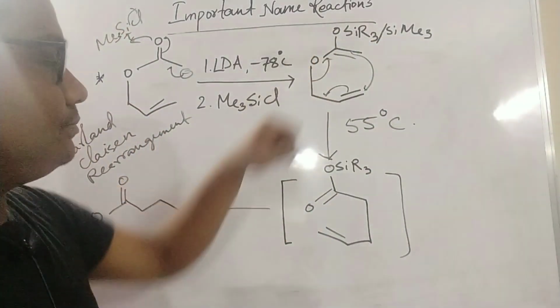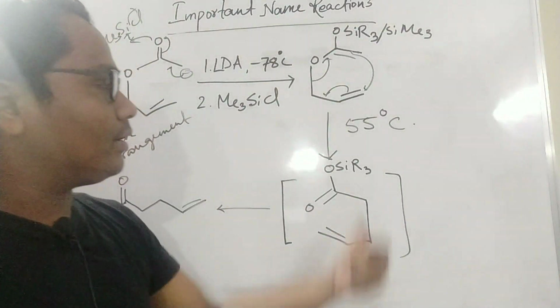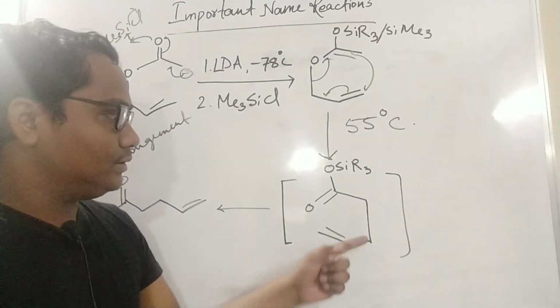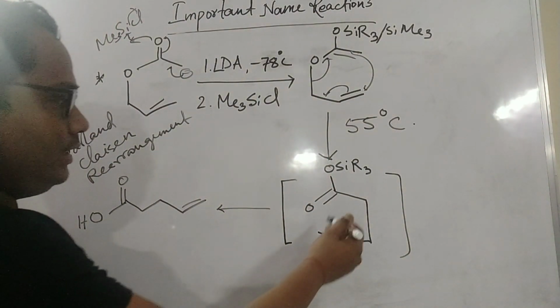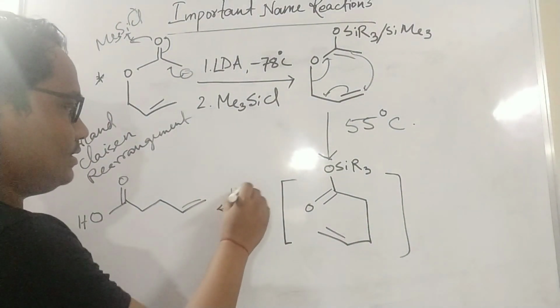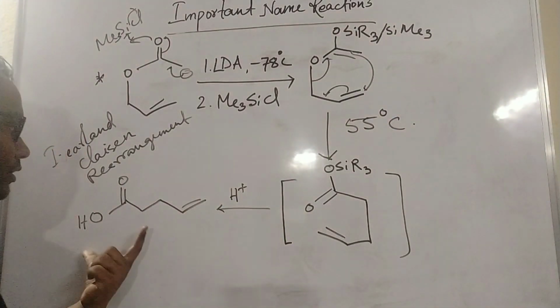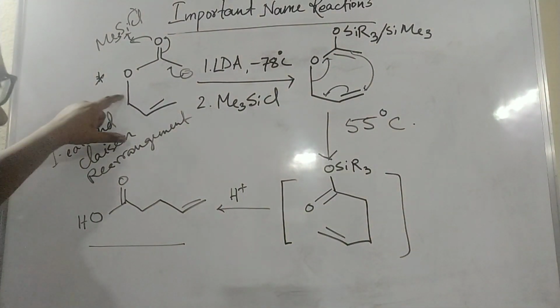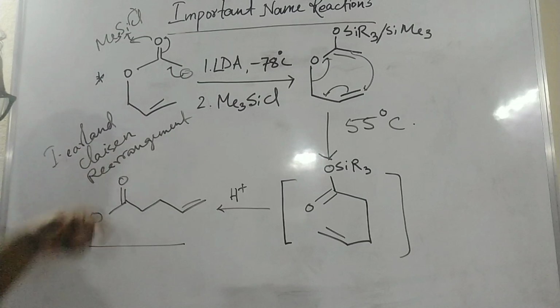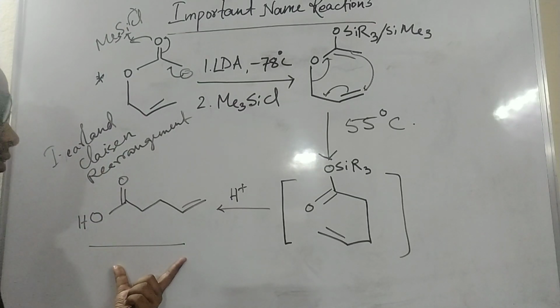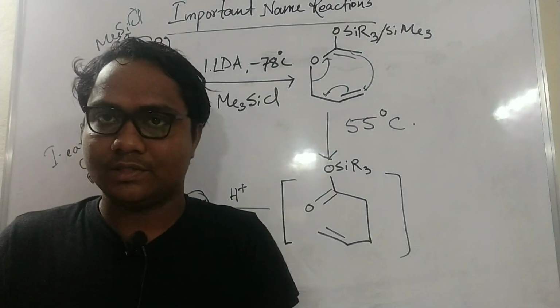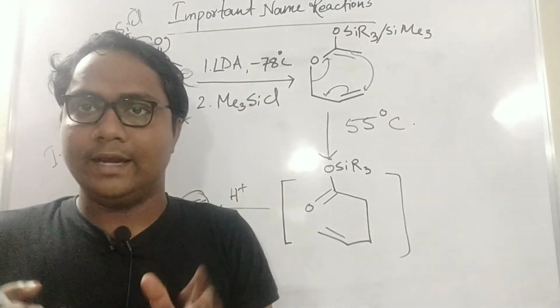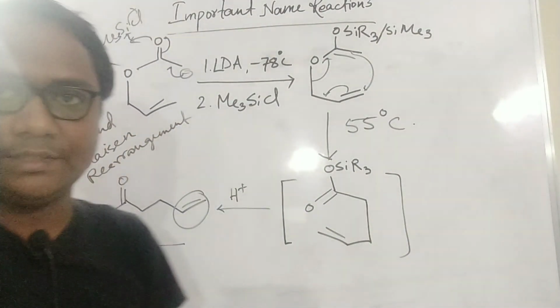This is one of the products, the intermediate. Again, this intermediate product will be cleaved by hydrolysis in the presence of H plus and it will give this acid. So you take an ester, the bond migrates, and this type of alkene-containing acid will form. This is one of the important examples of the Ireland-Claisen rearrangement.